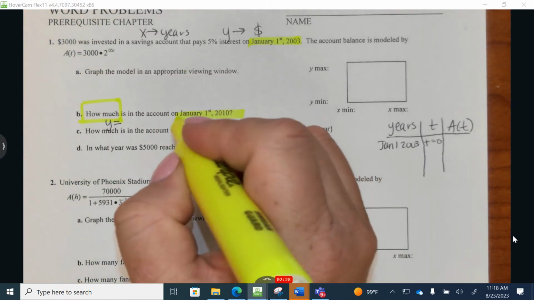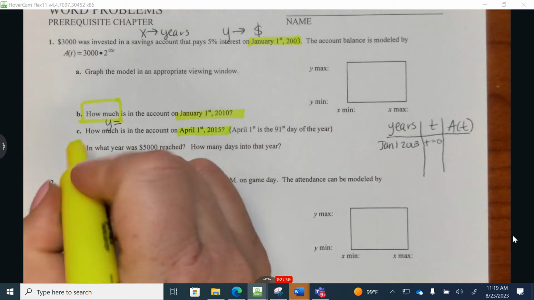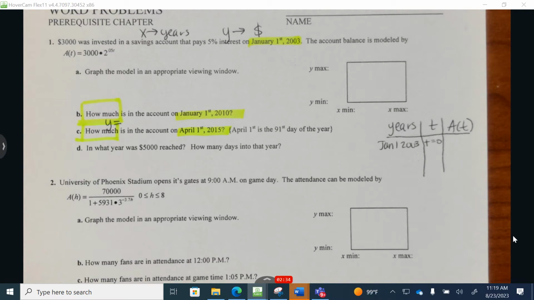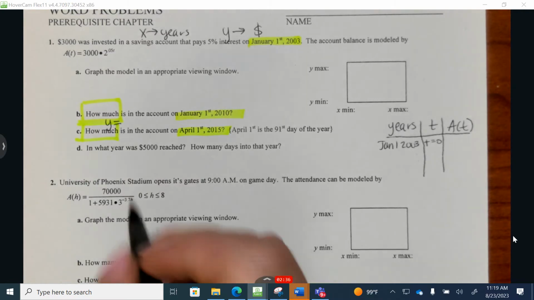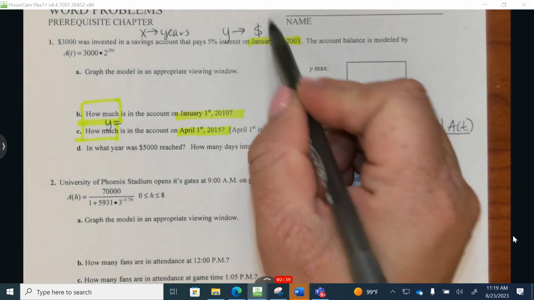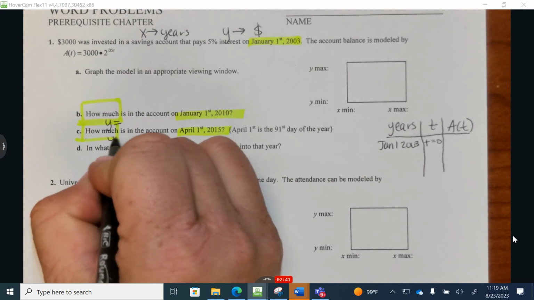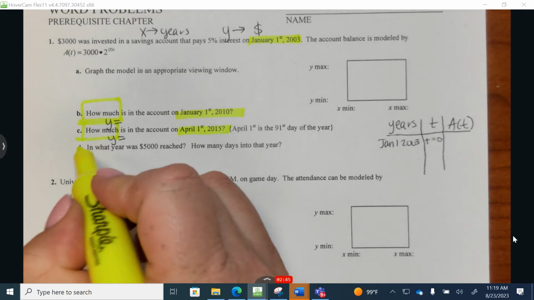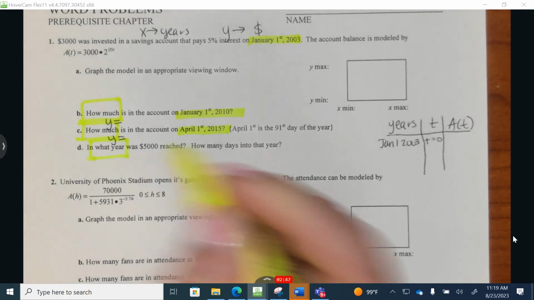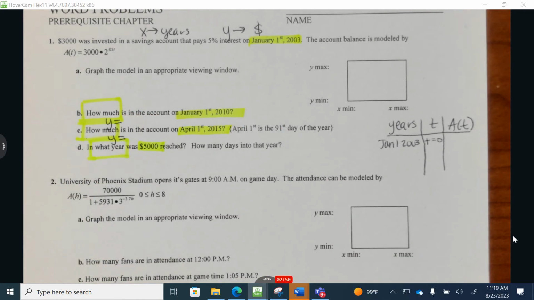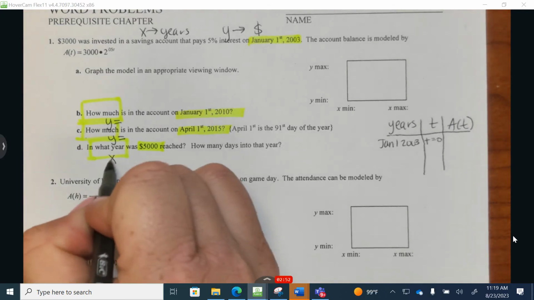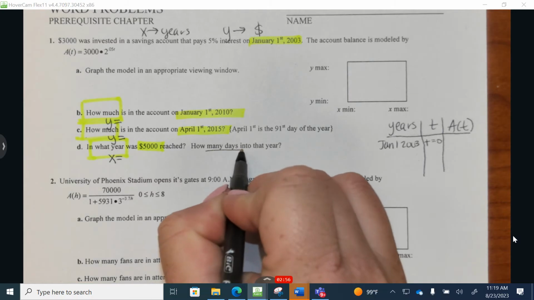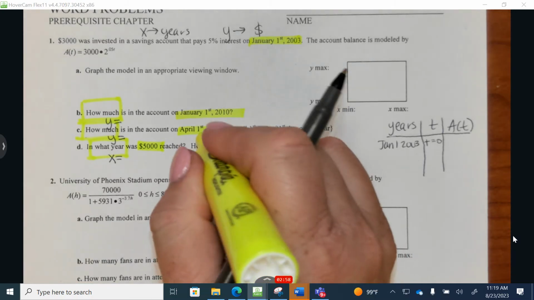Again, part C gives us another date, and it says how much. I'm going to box in what I'm trying to find and highlight any other important information. How much refers to how much money. That's a Y value. Part D says what year. Time is an X. Time is an X. So in this case, we want to know in what year. Now, not only that, we want to know how many additional days there are. How many additional days are there?